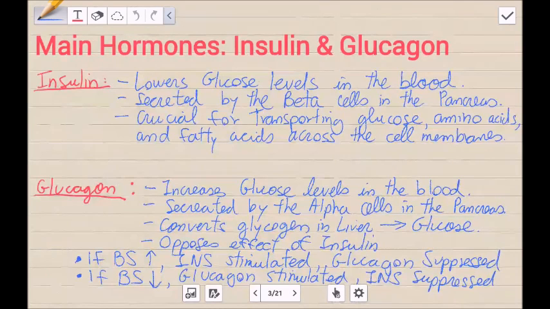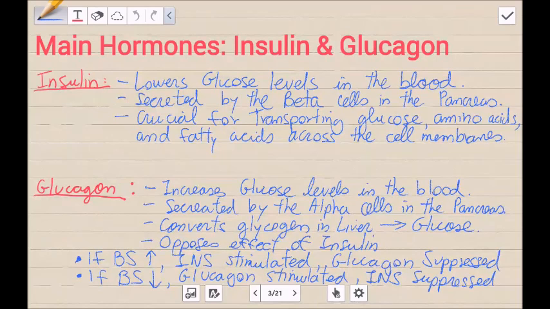So in this video we will be talking about two of the main hormones involved in diabetes, so insulin and glucagon. Insulin lowers the blood glucose levels in the blood. It is secreted by the beta cells in the pancreas, and it has a crucial job in the body in metabolism, in the sense that it acts as a transporter of glucose, amino acids, and fatty acid across the cell membrane. So it allows glucose that is in the blood to be pushed inside the cell so that the cells can utilize it to function normally and be able to maintain normal metabolic functions.